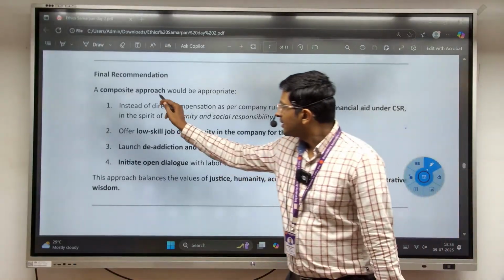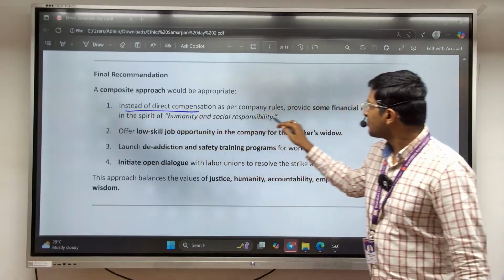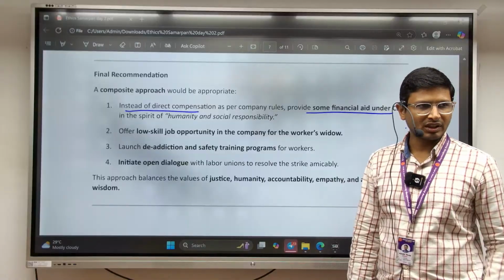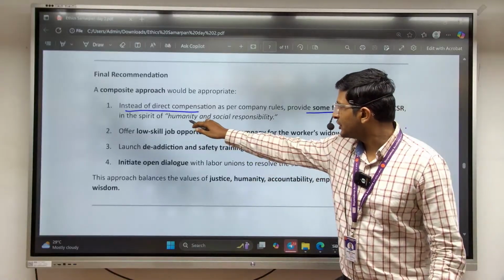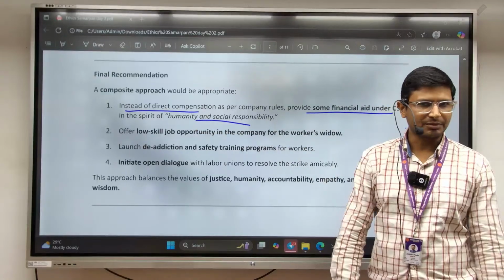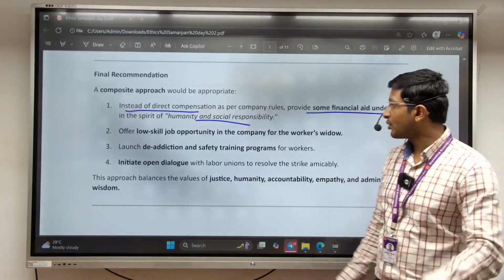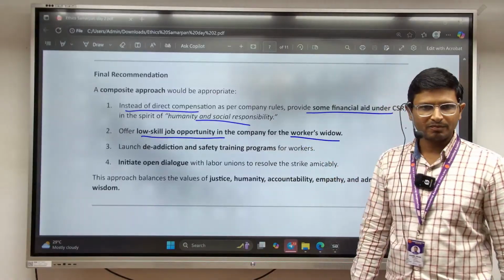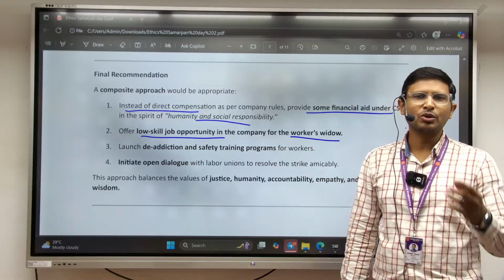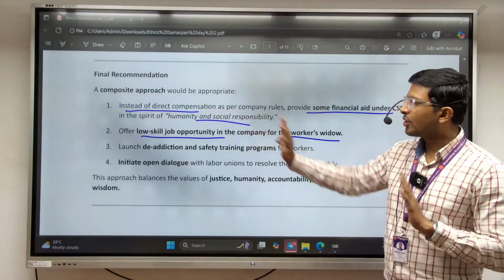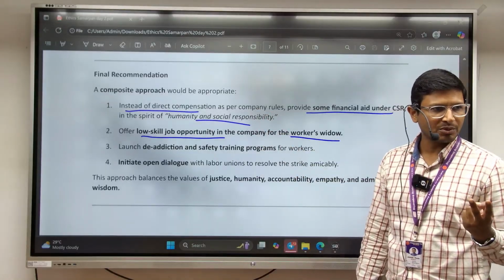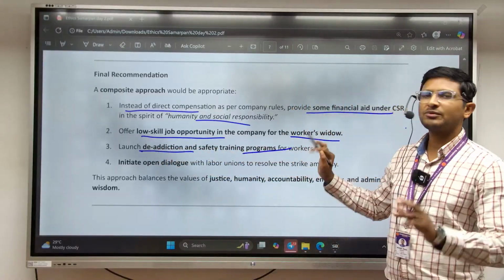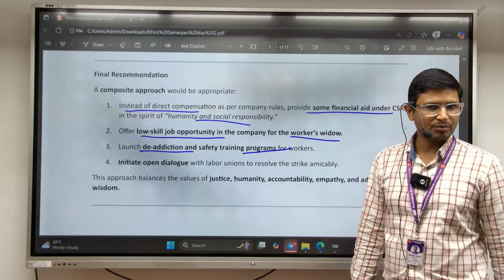First, instead of direct compensation, provide some financial aid under the CSR. थोड़ा सा कुछ पैसा दे दो for the humanity and the social responsibility. Second, you can provide a low skill job opportunity for the worker's widow. जिसकी डेथ हुई है उसकी विडो को लो स्किल अपॉर्चुनिटी जो भी है, कोई जॉब भी दे सकते हो कंपनी में, that is also an option. Third, launch de-addiction and safety training program for the workers, that is also important.